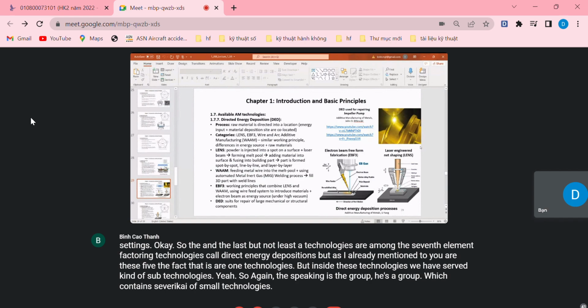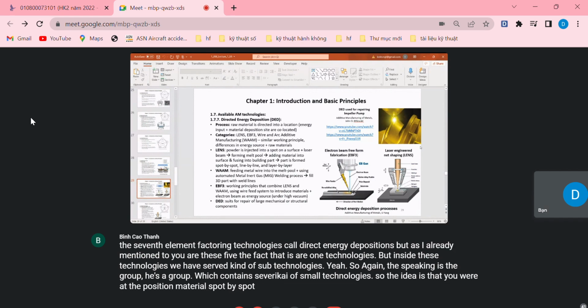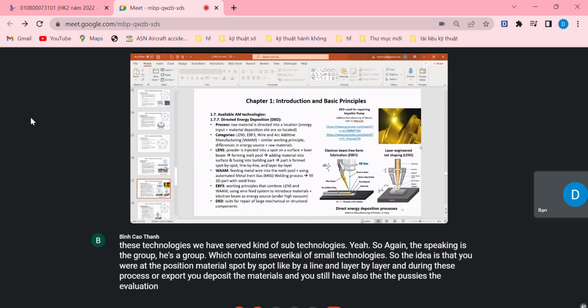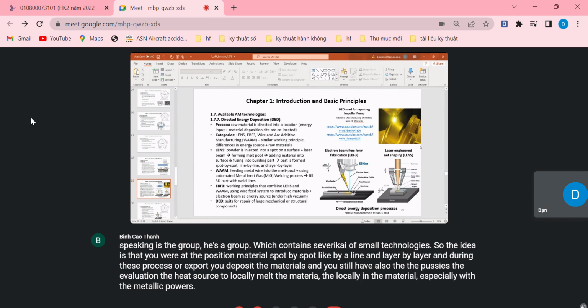So the idea is that you deposit the material spot by spot, line by line, and layer by layer. And during this process, you deposit the materials, and you also have the irradiation of the heat source to locally melt the material, especially with the metallic powders. So the part will be built spot by spot.